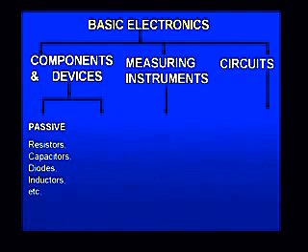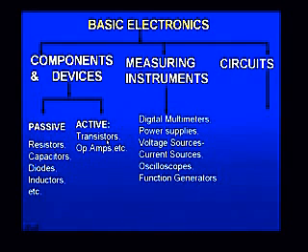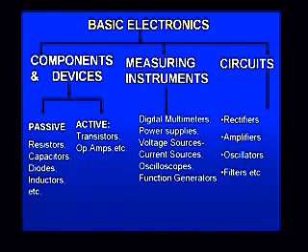The plan, again I try to tell you, is to read about three aspects in electronics. Basically, the components and devices, the measuring instruments, and the different circuits. Under components and devices, passive components like resistors, capacitors, active components like transistors and operational amplifiers, measuring instruments like digital multimeters, power supplies, current sources, oscilloscopes, etc., and circuits like rectifiers, amplifiers, oscillators, etc.